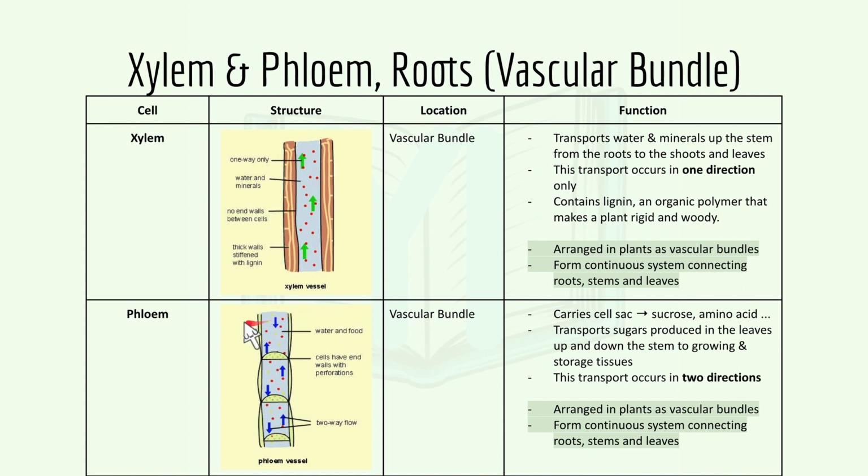So for phloem, it's located in the vascular bundle, and here's the structure. The phloem carries cell sap including sucrose and amino acids, and it transports sugar produced in the leaves up and down the stem to growing and storage tissues. This transport occurs in two directions. Similarly to xylem, it's arranged in plants as vascular bundles, and it forms a continuous system connecting roots, stems, and leaves.